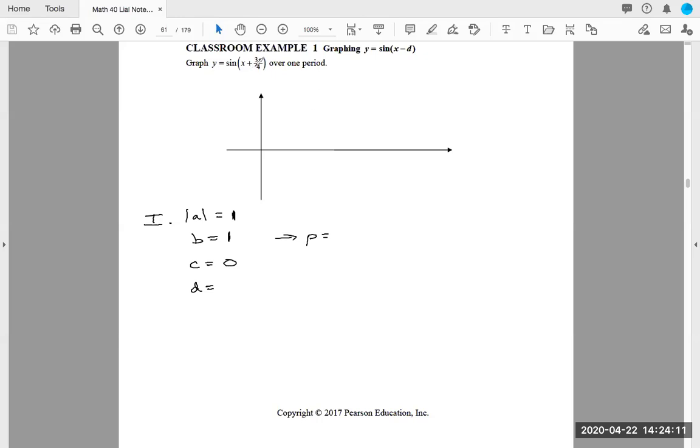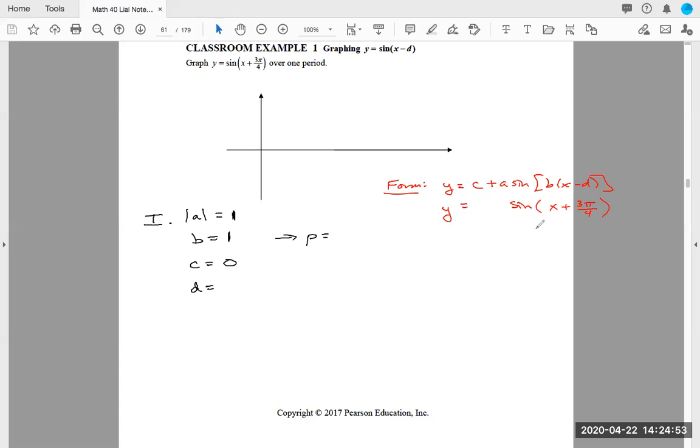And then for D, we're trying to match to this form. Let's do over here so it'll be seeable. C plus A sine of B times X minus D. And we have Y equals sine of X plus 3 pi over 4. So that's why C is 0, A is 1, B is 1.